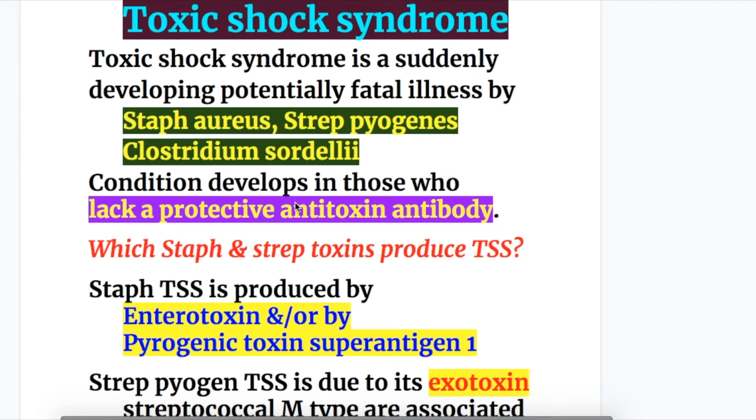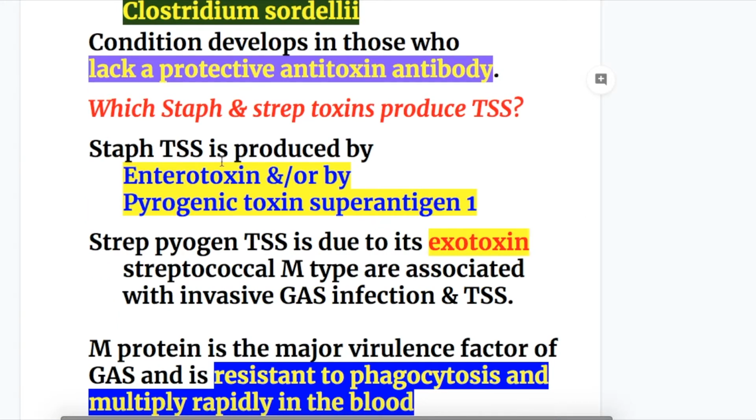Now let's do the toxic shock syndrome. Toxic shock syndrome is a suddenly developing potentially fatal illness caused by Staphylococcus aureus, Streptococcus pyogenes, and Clostridium sordellii. The condition develops in those who lack a protective antitoxin antibody, which Staphylococci and Streptococci toxin produces toxic shock syndrome. Staph toxic shock syndrome is produced by enterotoxin and or by a toxin resembling enterotoxin, a pyrogenic toxin superantigen 1.